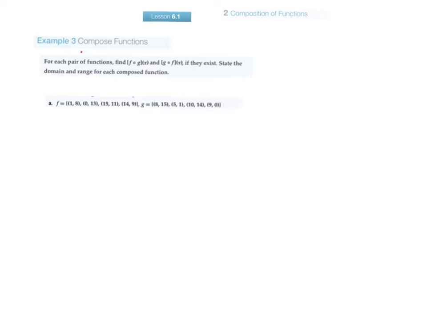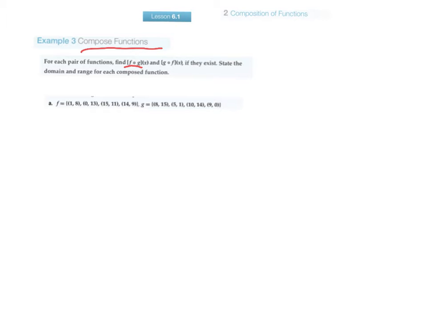What we're going to do now is called composing functions. That means we're going to take one function and put the answers into another function. The symbol of that is F∘G with the X. So basically we're going to take the G function and put it into the F function and see what we have.